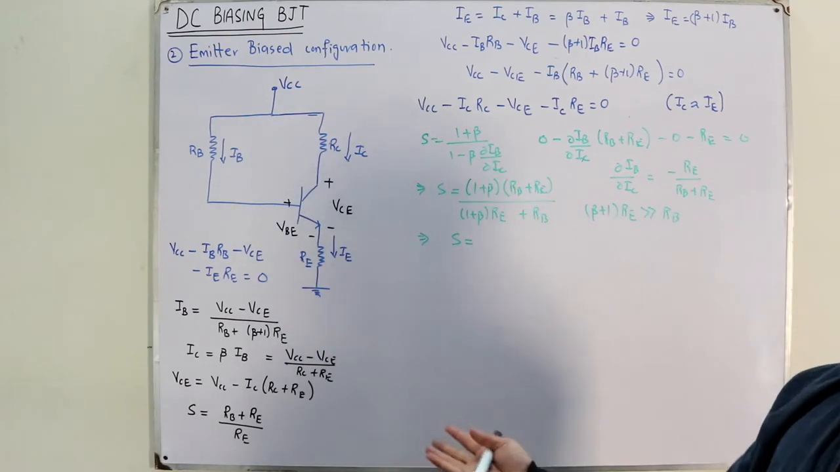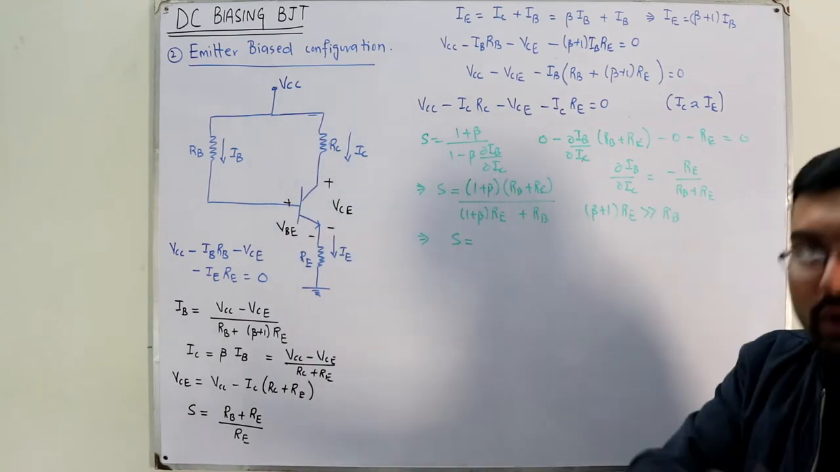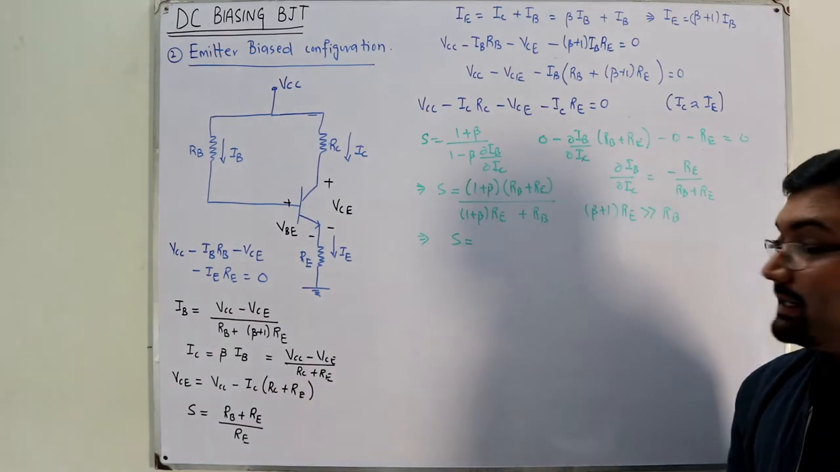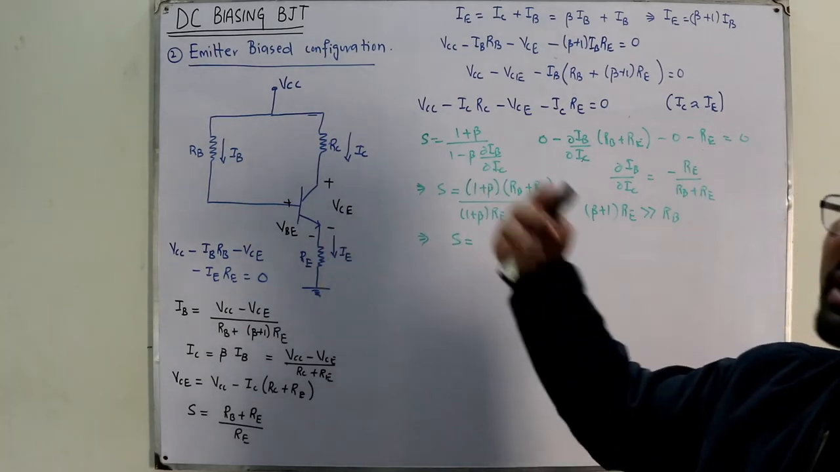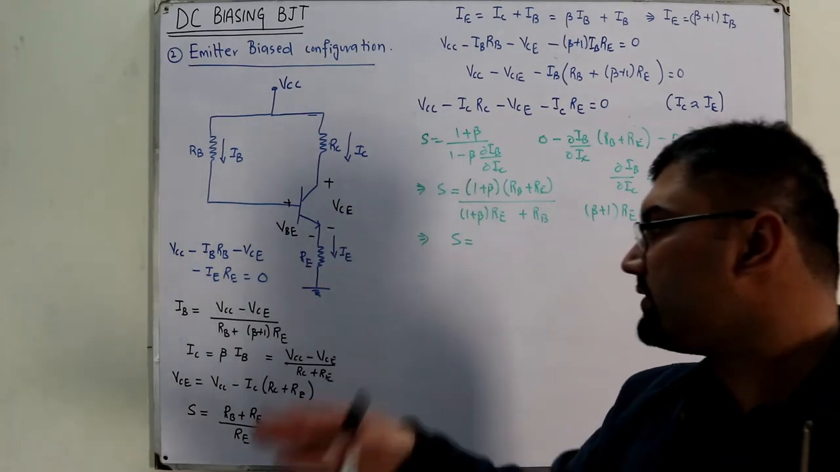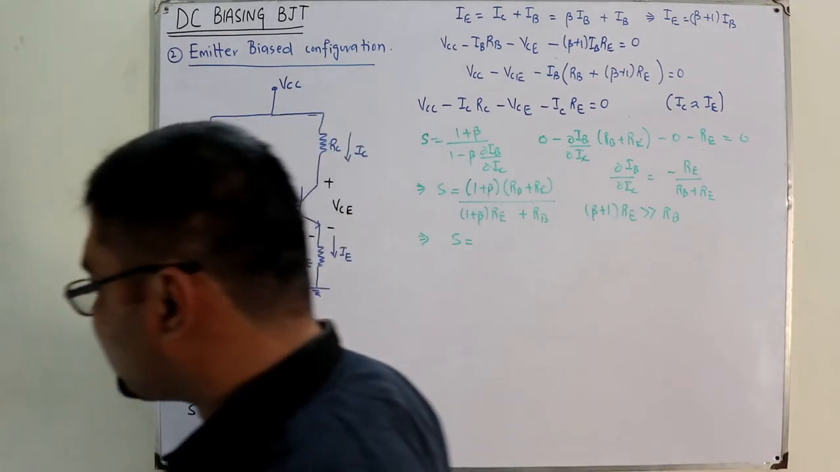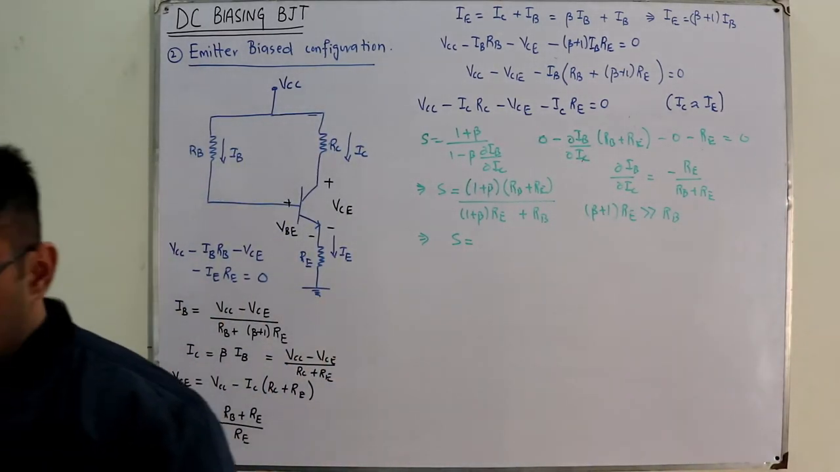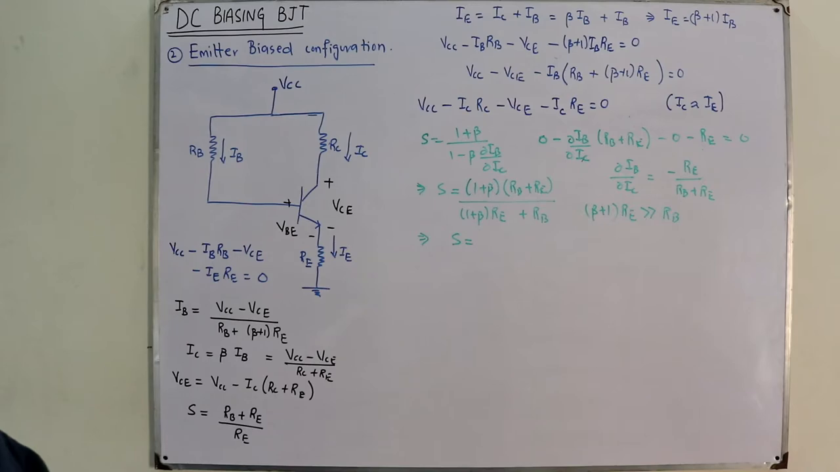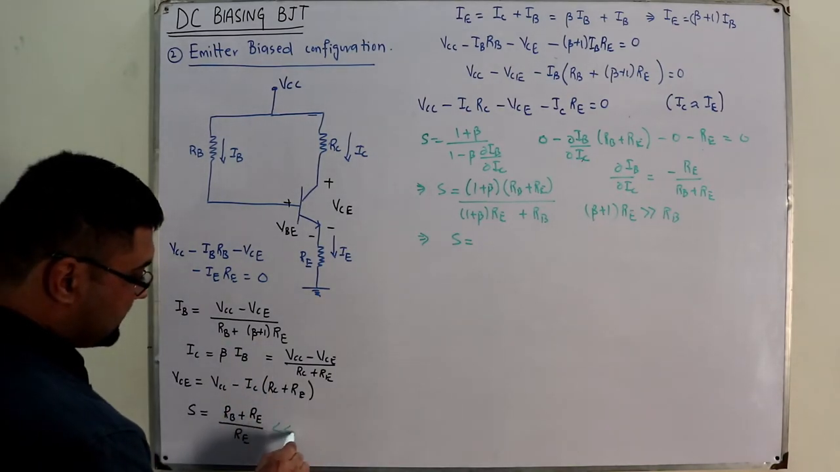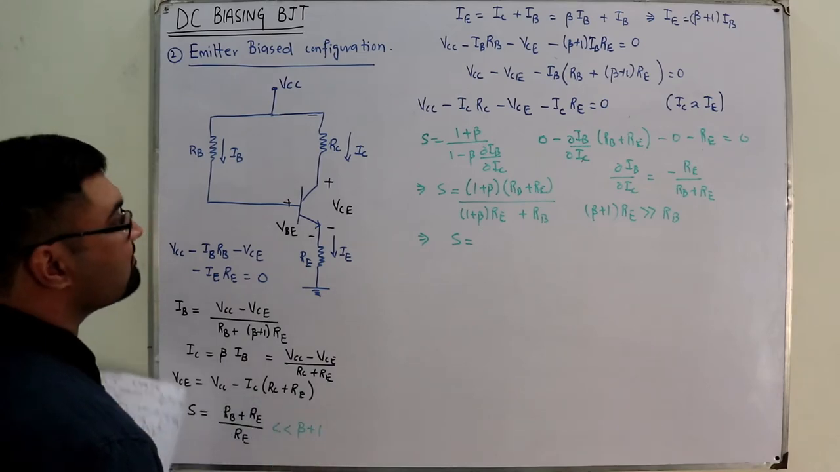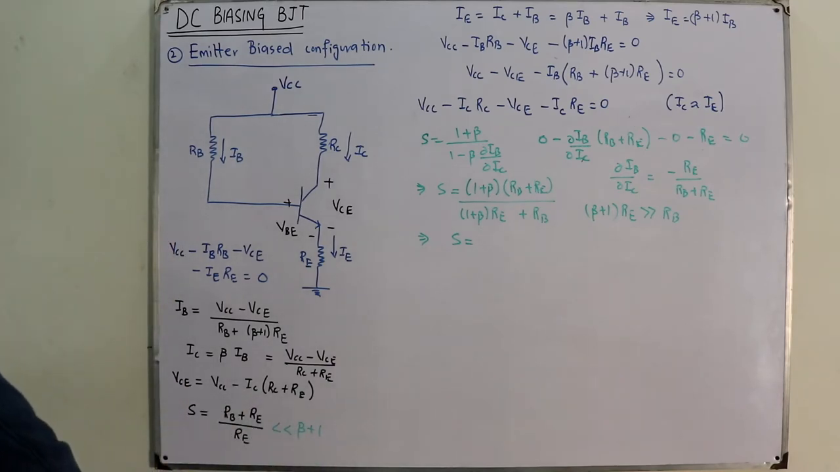Although it won't be as stable as we want it to be, we'll improve it stepwise, but it has been improved much more than the previous one. Beta plus 1 was quite a high value. This one is way less as compared to that in the previous video. So I would write it is quite less than beta plus 1. So this is about the sensitivity.